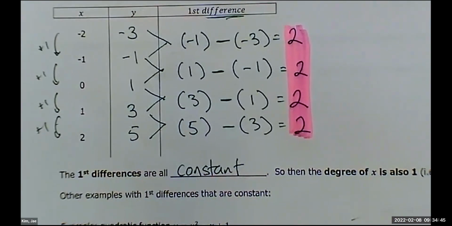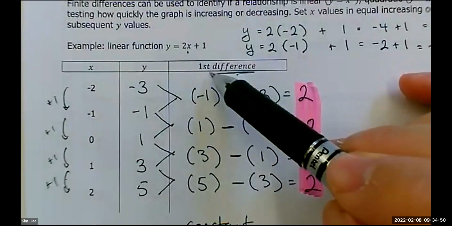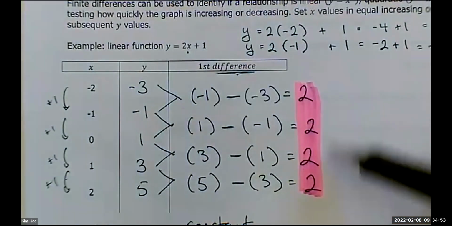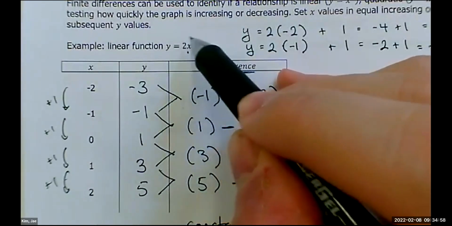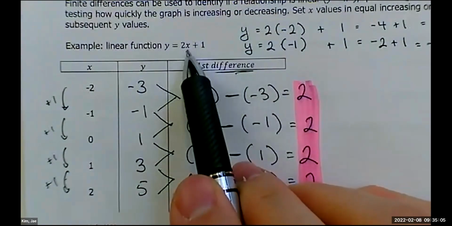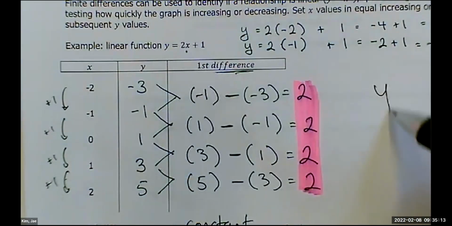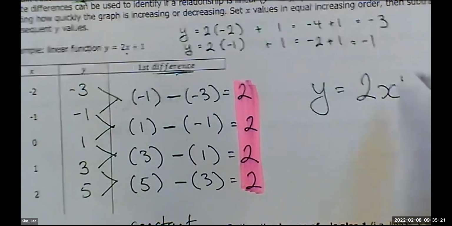Is that a coincidence? Maybe, but take a look. The first difference has the constant numbers. What can you tell me about the exponent of the x term in this equation? What exponent is here? See? What exponent is that? That's y equals 2x to the power of, yeah, it's just a 1.